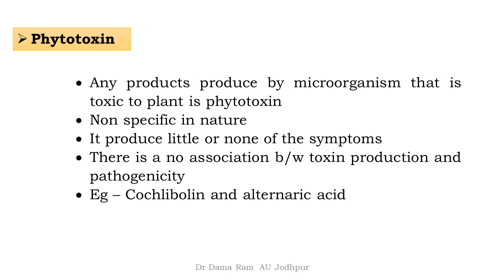It is non-specific in nature, meaning it affects a lot of plants. It is not specific to a particular plant. It produces little or none of the symptoms, which means it is not responsible for causing the majority of the symptoms, and there is no association between toxin production and pathogenicity. Earlier we discussed pathogenicity and virulence. So it is not necessary for the pathogen to cause the disease. For example, cochliobolin and alternaric acid.